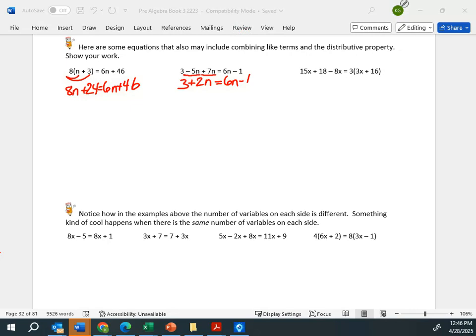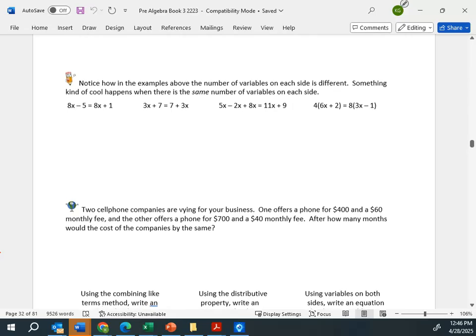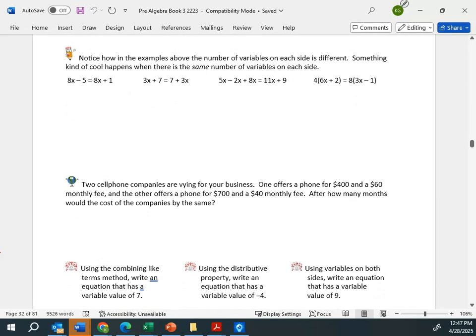So let's look at our next one. Notice how in the examples above, the numbers of variables on each side is different. Something kind of cool happens when there's the same number of variables on each side. 8x and 8x. If I have to move my variable over, what do I do? How do I move one of the 8x's over to the other side?